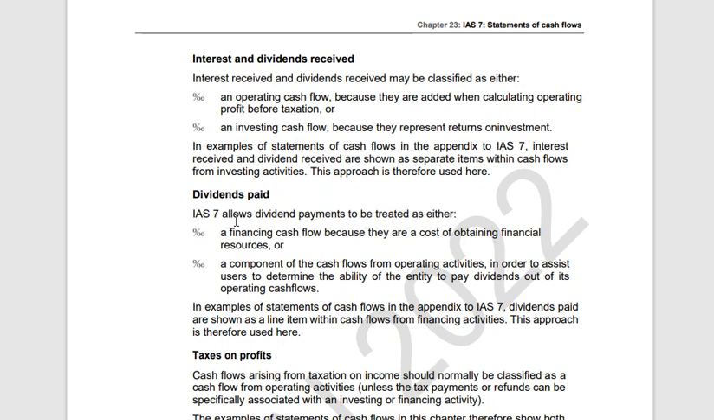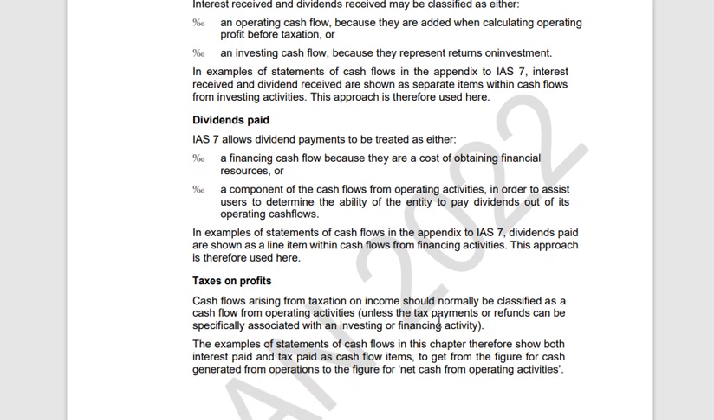Now, for dividend paid, IAS 7 allows dividend payments to be treated as either a financing cash flow because they are a cost of obtaining financial resources, or a component of the cash flow from operating activities in order to assist users to determine the ability of the entity to pay dividends out of its operating activities. But in the examples of cash flow here, dividends paid are shown in financing activity. So that is what they are using here.